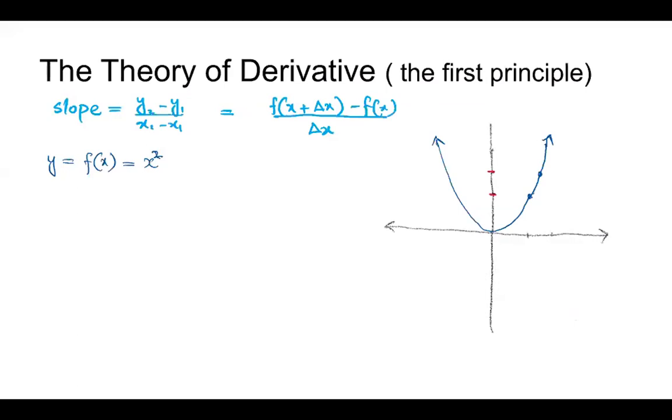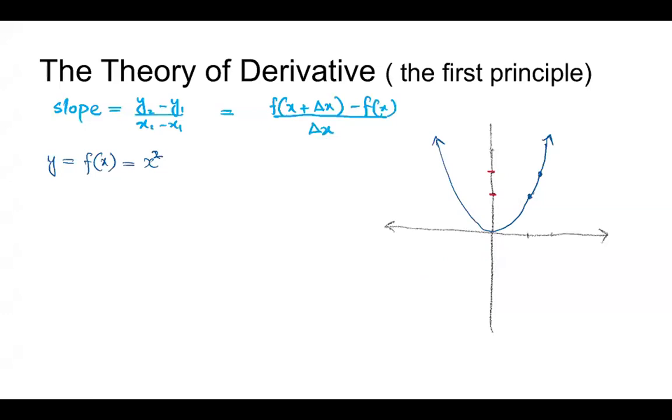So let's try to find out the derivative of x squared. We have the function x squared, and we want to find its derivative. Of course, in the previous slide we saw how to find the derivative of this curve from the graph, by making it a straight line. But let's try to use algebra.